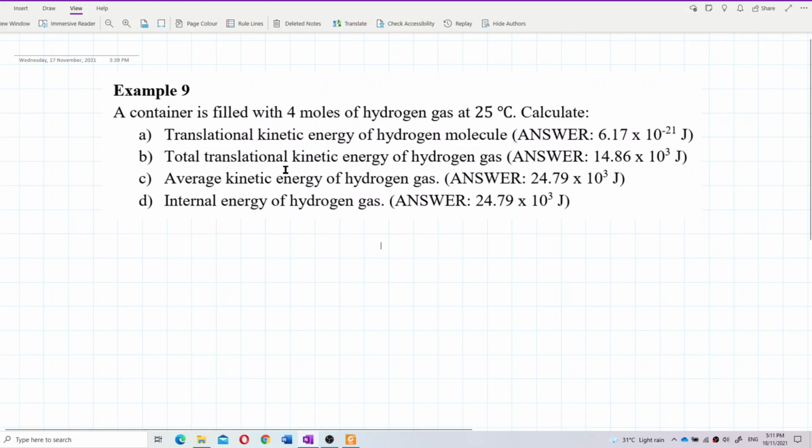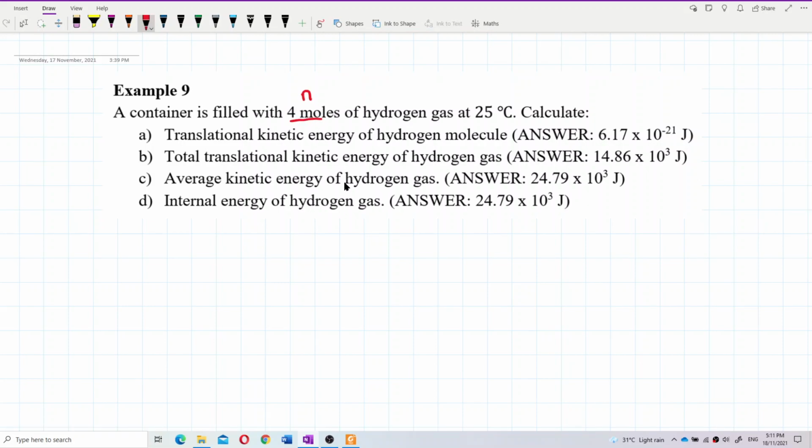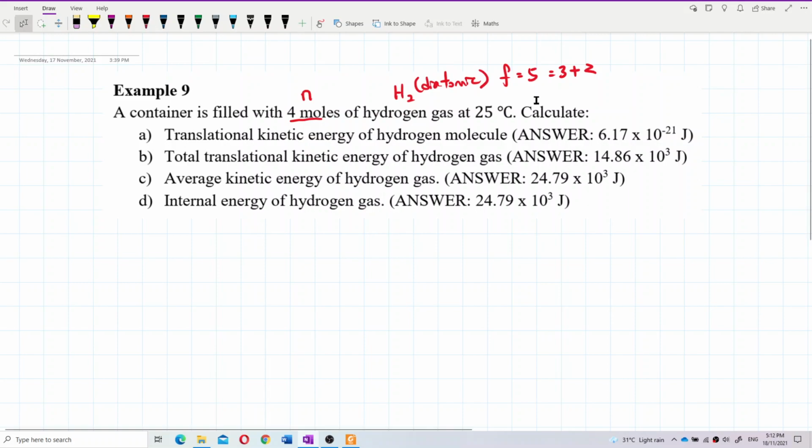Okay, we must see the keywords here. First of all, he gives us the number of moles, and hydrogen gas is diatomic. Okay, diatomic. The total degree of freedom for each molecule is 5, because it's 3 plus 2: 3 from translational, 2 from rotational. Okay, diatomic.